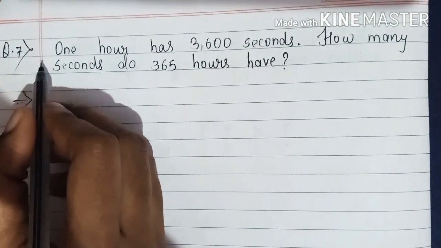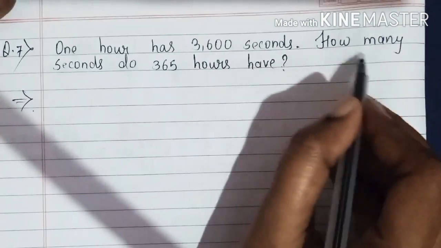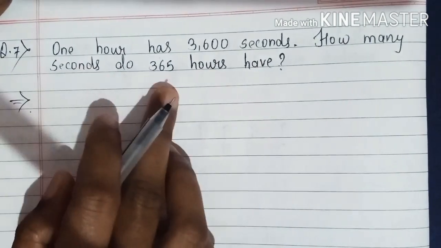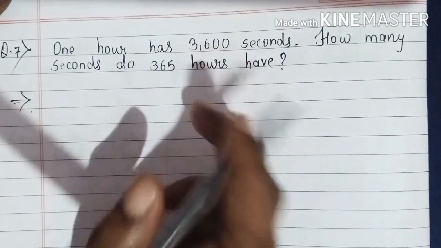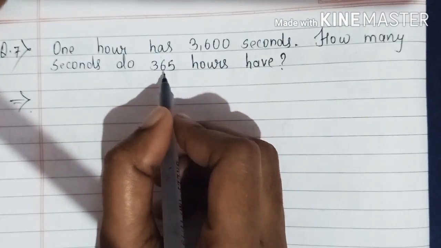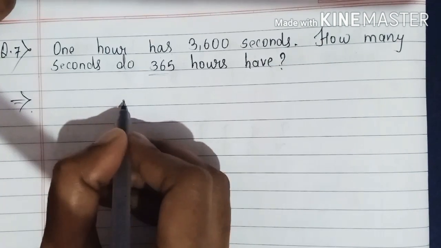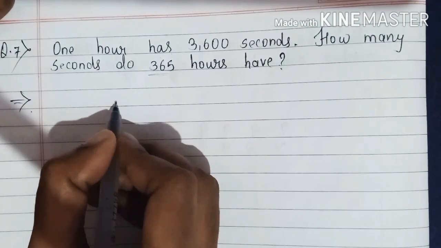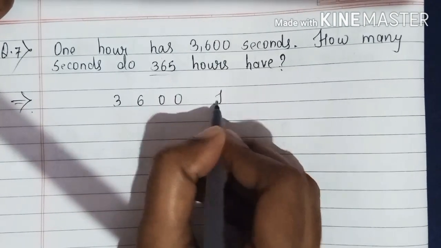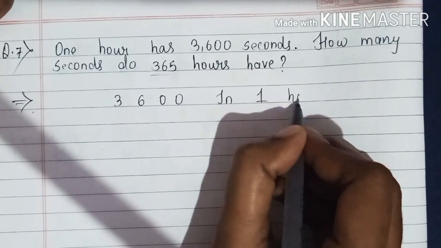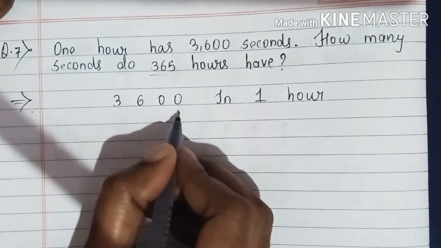Okay, let us see question number 7. 1 hour has 3,600 seconds. How many seconds do 365 hours have? Okay, in 1 hour there are 3,600 seconds. We have to find out the number of seconds in 365 hours. So first of all we will write the number of seconds in 1 hour. So this will be 3,600 in 1 hour.